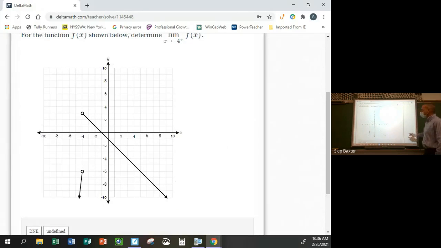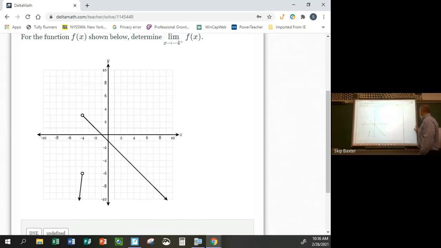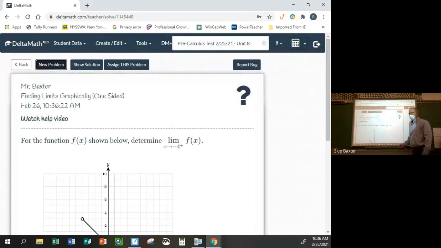Limit as x goes to -4 from the right-hand side. Absolutely correct. Bailey, from the left. Same question, but from the left. -6. Everybody cool with this so far? Yeah. That's what it seems like.